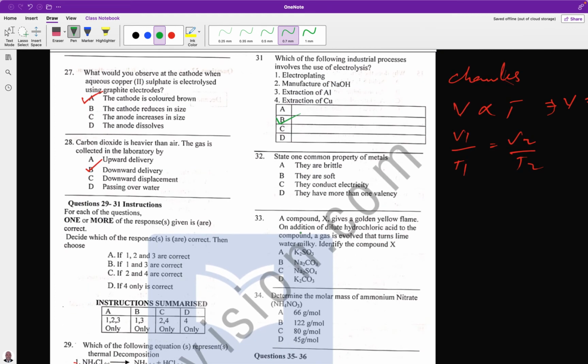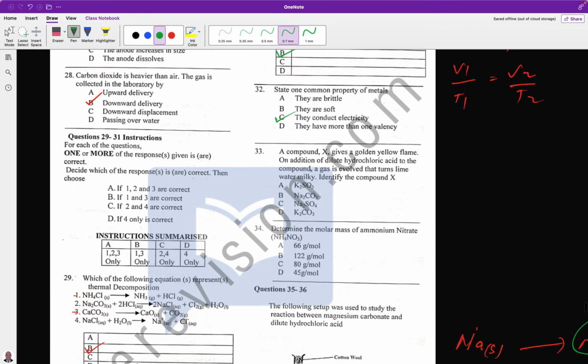Number 32. State one common property of metals. You know, we say metals are brittle, they conduct electricity. Brittle, yes. Electrical conductivity, yes. But the most common property that metals have is electrical conductivity. So our answer is C. That is C for 32.